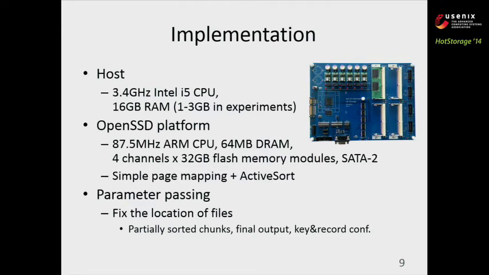To use active sort, many parameters from the file level are required inside of the SSD, such as the location of the file and the size of key and records. To get these parameters, we simply fix the location of the partially sorted chunk files, and the key and record configuration files in the SSD.